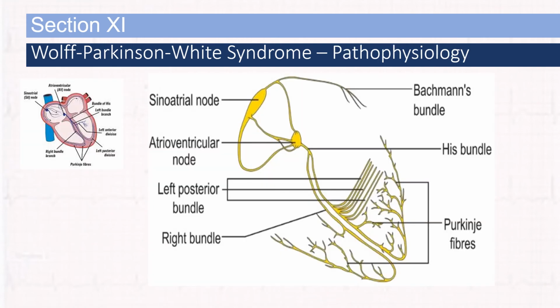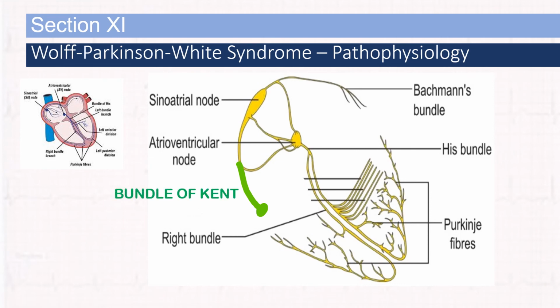In normal conduction, the sinoatrial node fires and the impulse travels through internodal pathways. They approach the atrioventricular node and the impulses are slowed down. It goes through the bundle of His, into the left and right bundles, then to the Purkinje fibers where it innervates the ventricles.